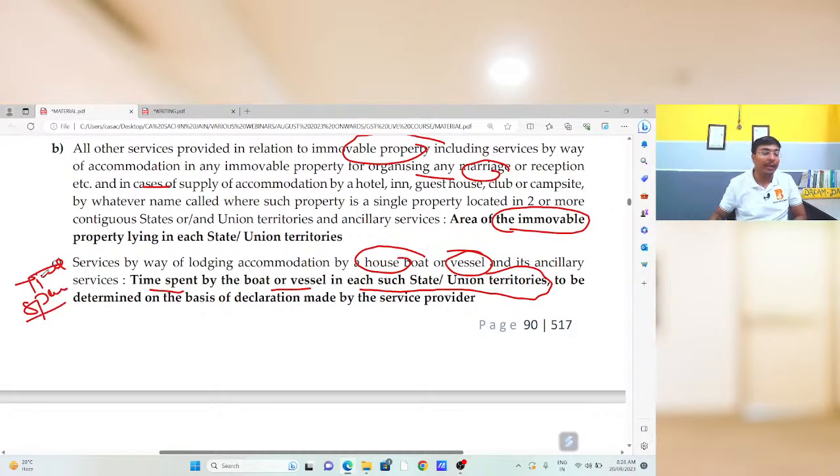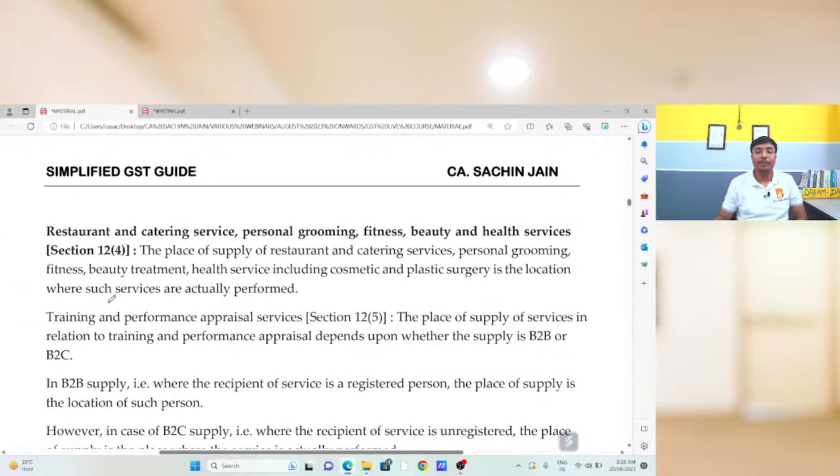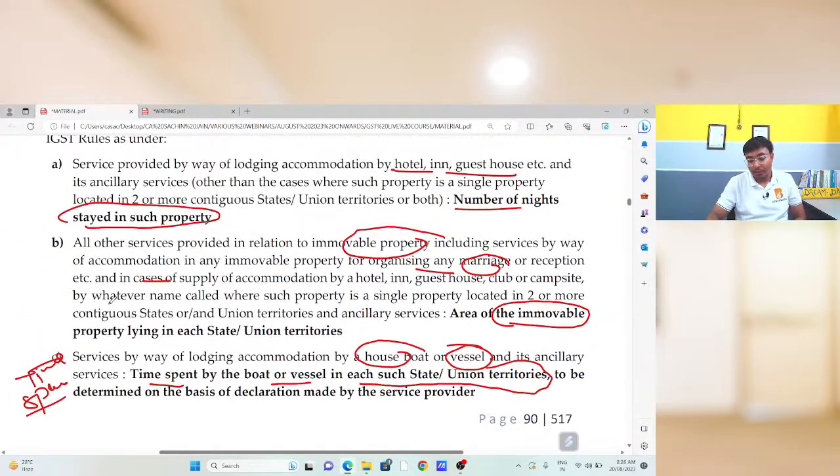On the basis of time spent, the distribution of the place of supply is going to be decided. So there are three situations. Whenever a contract exists, the place of supply will be according to the terms of that contract. When no contract is available, in relation to hotel or guest house, the number of nights stayed in that particular hotel. In relation to immobile property, the area of that property in each state, in this ratio we need to decide the place of supply. And in case of houseboat and vessel, the time spent in a particular state will decide the place of supply.